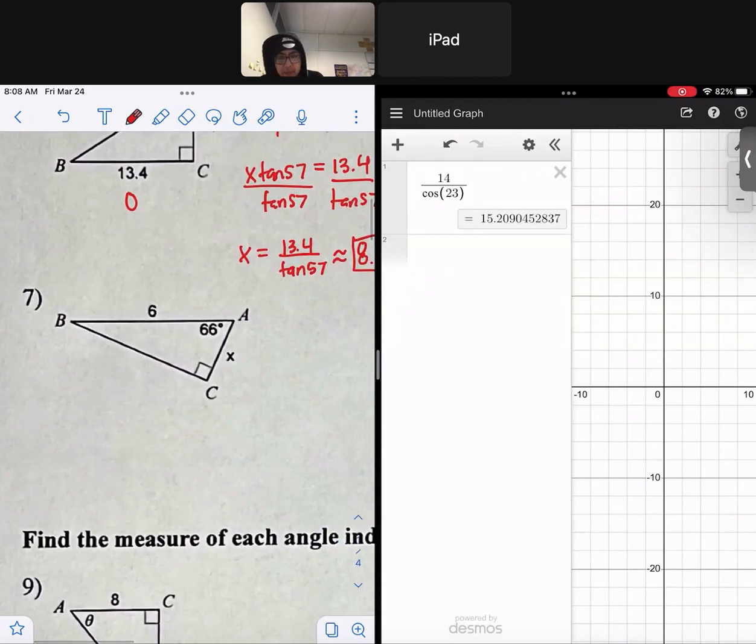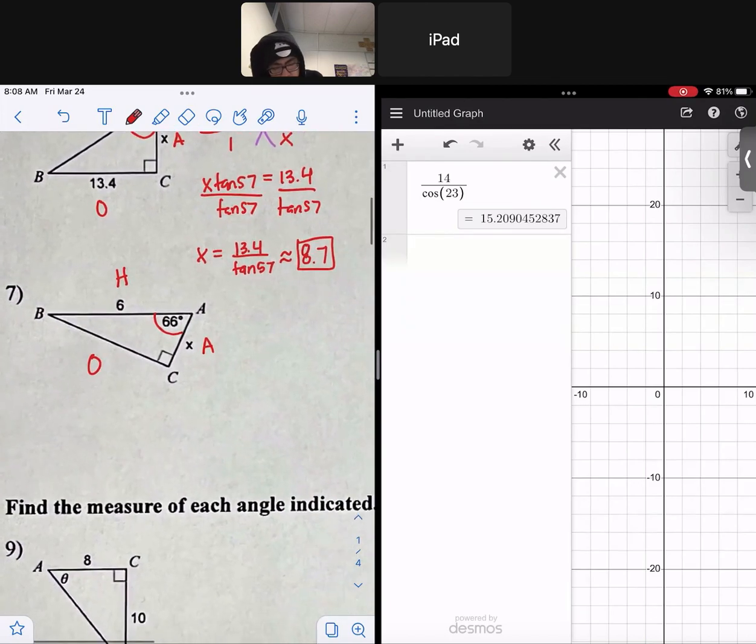Number 7. In the perspective of this angle, we have the opposite, the hypotenuse across from the 90 degrees, and the adjacent. So we're definitely going to be using cosine. Cosine 66 equals adjacent over hypotenuse. Put it over 1, cross multiply, x equals 6 times cosine 66.